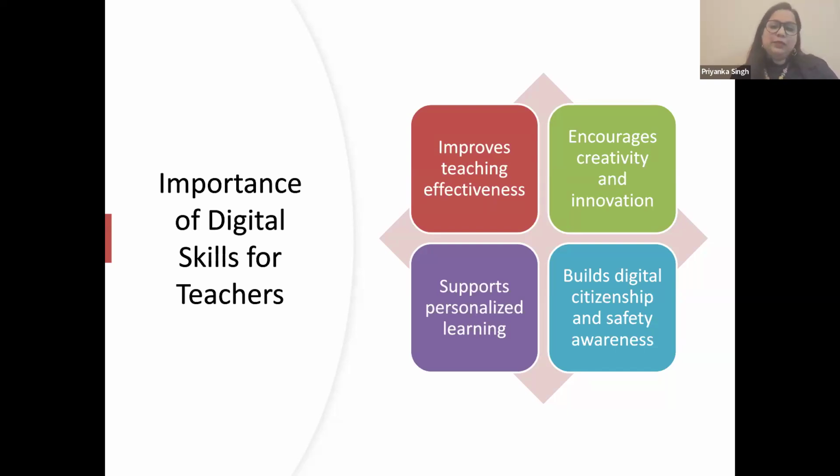And last but not least, it builds digital citizenship and safety awareness. When the teacher is using technology, how can we not talk about safety? So the students learn much more through us about cyber safety and cyber security: what to post and what not to post, what measures to take while posting content online, or while taking content from the internet. So this also comes under digital skills as an important skill for teachers.